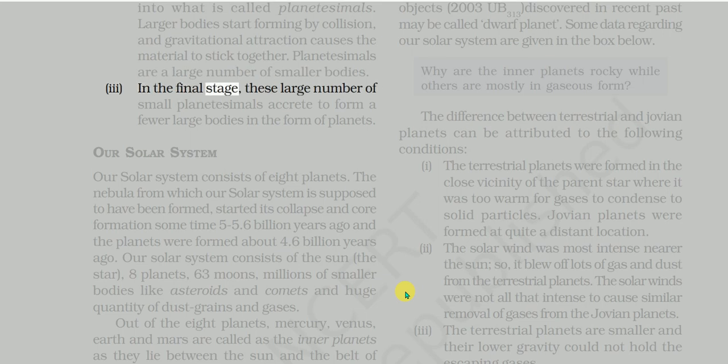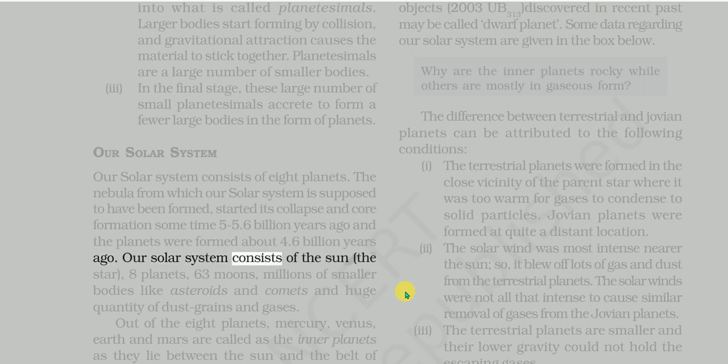3. In the final stage, these large number of small planetesimals accrete to form a fewer large bodies in the form of planets. Our solar system. Our solar system consists of 8 planets. The nebula from which our solar system is supposed to have been formed started its collapse and core formation sometime 5-5.6 billion years ago, and the planets were formed about 4.6 billion years ago.